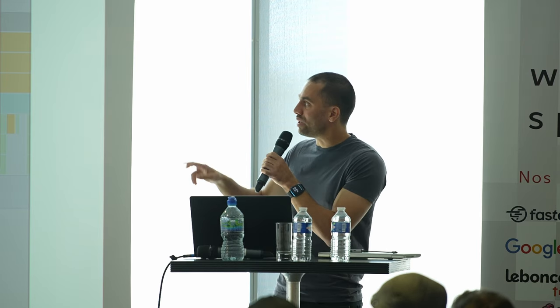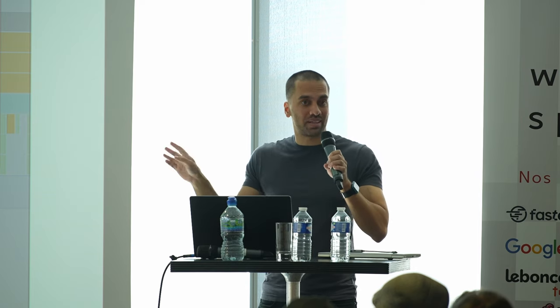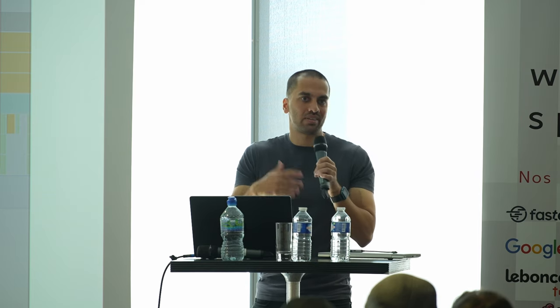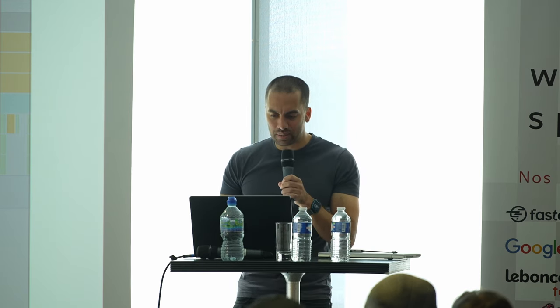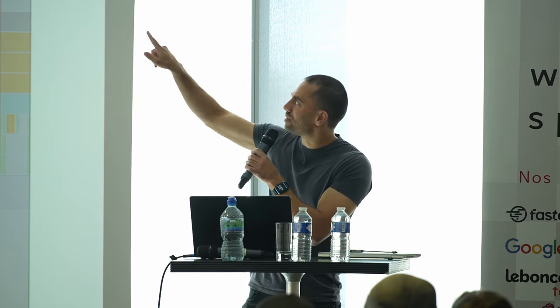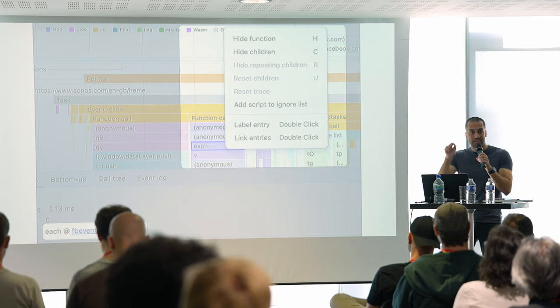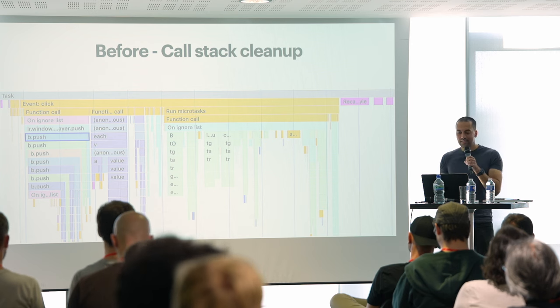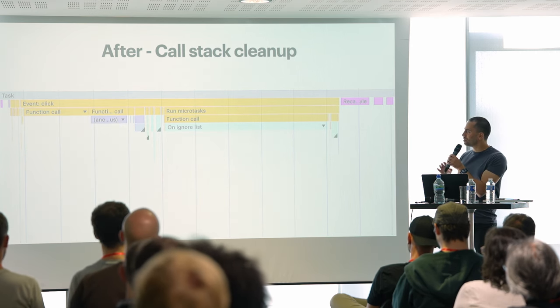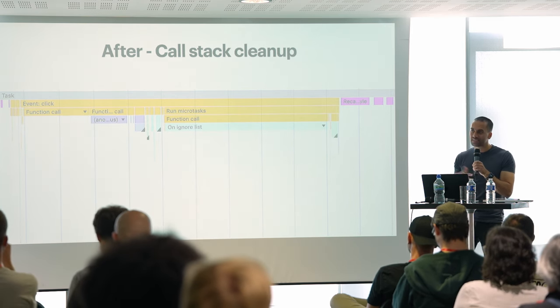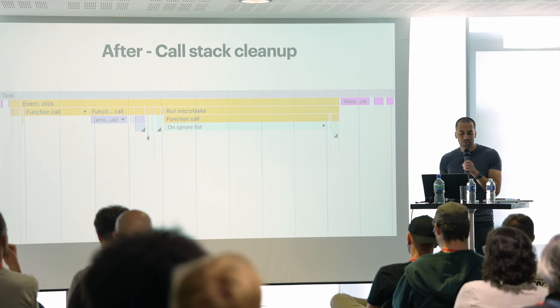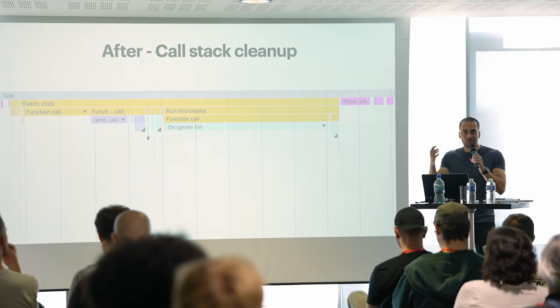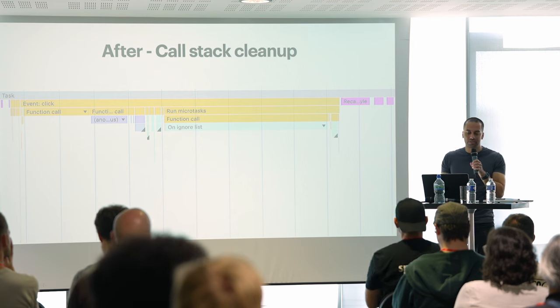This is just a heads up that you can right-click on a record and say add script to ignore list, which I do all the time. I'm surprised more people don't do this, so I'll do it for React or whatever library or framework. You've also got the ability to hide children, the second item in that context menu, with the C shortcut. That lets you go from something that looks a little like this to something that looks a little like that, which is a lot cleaner, in my opinion. And you're not really missing out on too much important information, assuming you don't care about the framework or library internals.